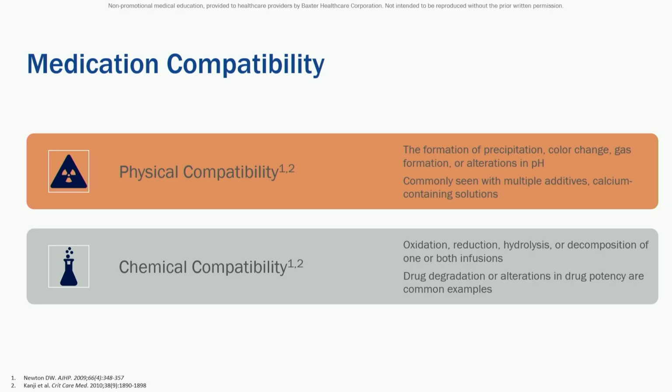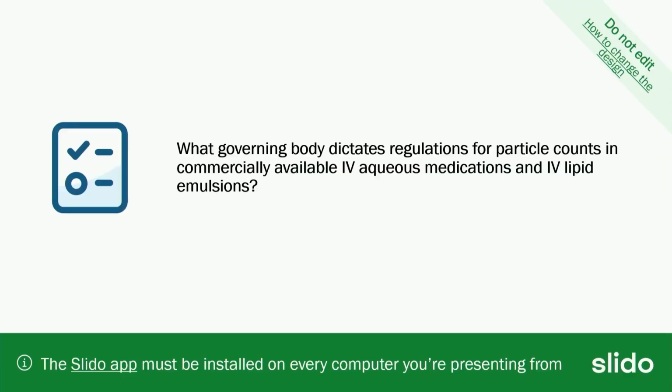So this is multiple meds being added to a bag, things like that. Chemical compatibility is a little more nuanced and a little bit harder to study. And these are your basic redox reactions, hydrolysis, things like that. What basically ends up happening for chemical compatibility is you break down the drug itself. So you don't have the same effect from your drug, you don't have the same potency from your drug. So still a reality of risk, but definitely something that should be taken into account if you have the data.